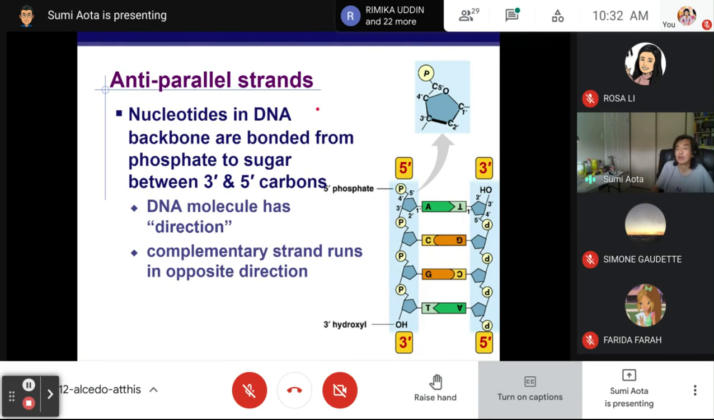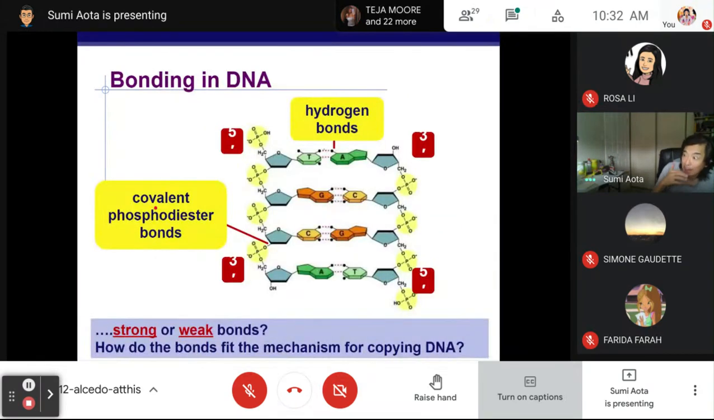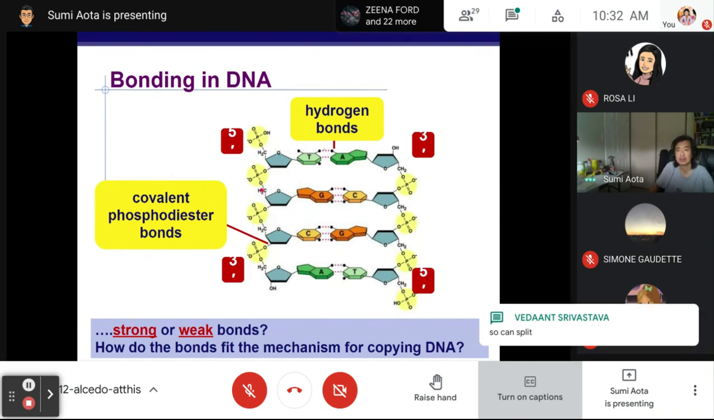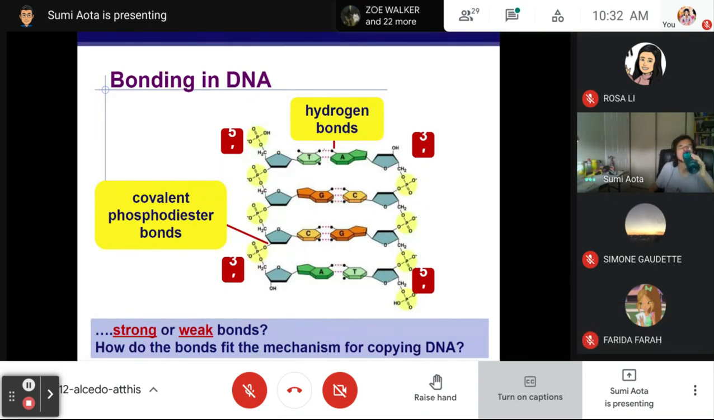This affects how DNA gets put together. So, the hydrogen bonds between the bases are your weak bonds. The covalent bonds between the sugar phosphates are strong bonds. Why have weak bonds in the middle and strong bonds on the backbone? Right, so that you can split the two sides apart so that you can replicate.